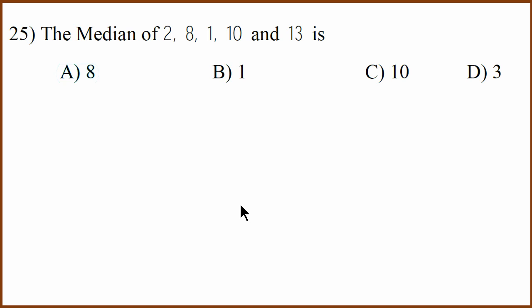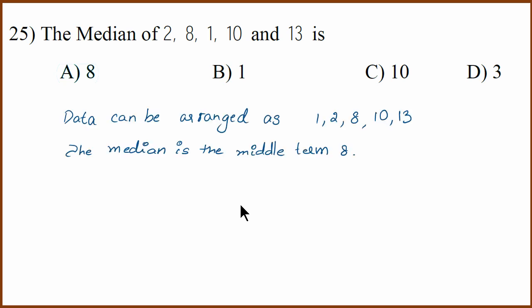25th question is a median question. To find median, what are we supposed to do? First we arrange it in ascending order. Ascending order ಅಲ್ಲಿ arrange ಮಾಡಬೇಕು. 1, 2, 8, 10, 13, arrange madidare, middle term is the median. So the correct answer is A.